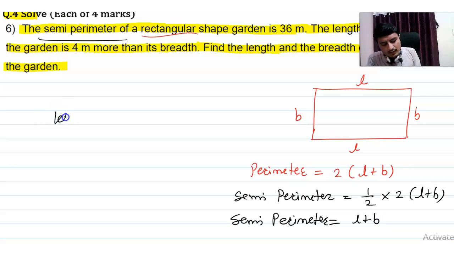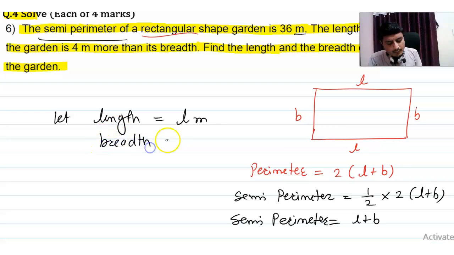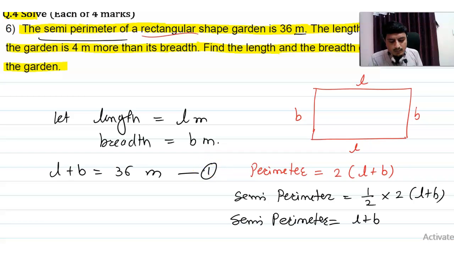So let us assume that the length of the rectangle is, as the dimensions are in meters, L meter, and simultaneously the breadth of the rectangle, let it be B meter. So the semi-perimeter of the rectangle is L plus B. So L plus B equals the semi-perimeter, which is given as 36 meter. Call it equation number 1.